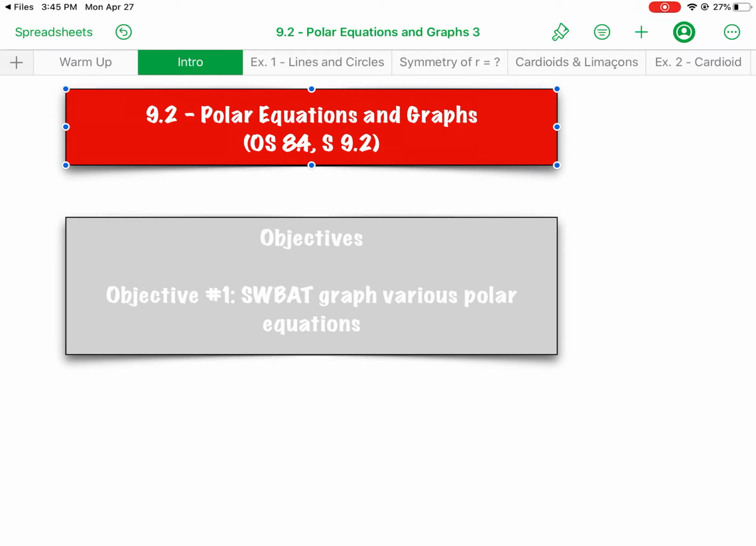All right, we are going to move into section 2 today, where we are going to be graphing various types of polar equations. There's a lot of different types of equations that we'll focus on in this particular section. You can get some really unique, interesting looking graphs when you're in polar form, okay? But today we're just going to focus on graphing lines and circles when they're in polar form, okay?